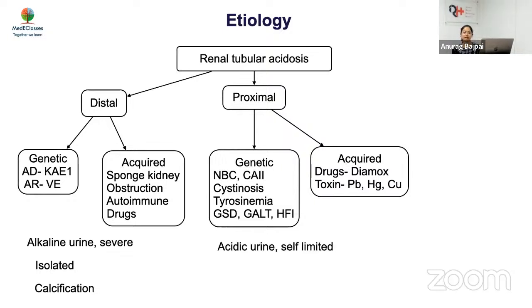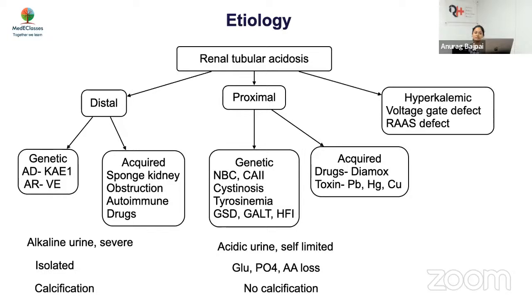The primary pathology here is excessive bicarbonate loss, and as we already know, it is a self-limiting condition. So the urine stays acidic as the distal acidification process is intact in this condition. It is self-limited, and as we've already seen, generalized tubular damage will cause Fanconi syndrome. No calcification is seen in proximal RTA because of the citrate urea that accompanies it.